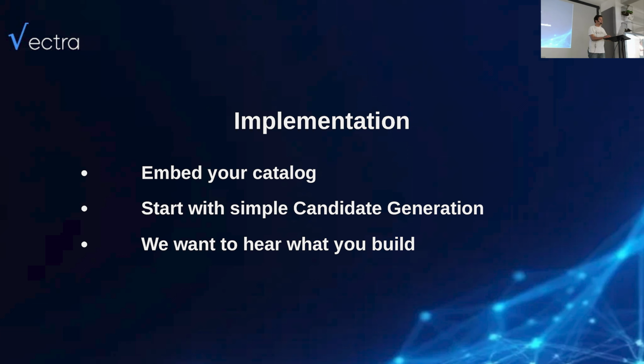So if you want to get started, talk to me after. The first thing you do, you embed your catalog. We're very humble. We say just start with candidate generation. Don't touch anything else. You can keep your entire stack, all your layers, without touching anything. We'll just create additional novel search result candidates that your existing stack would not have thought about. And we're very early on, so we're very happy to hear what you build.